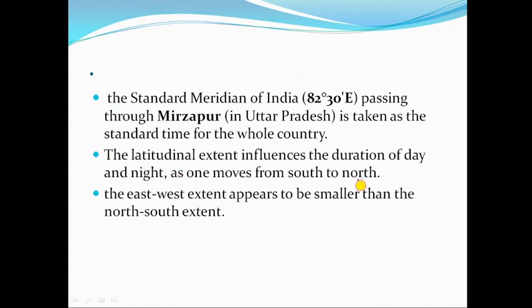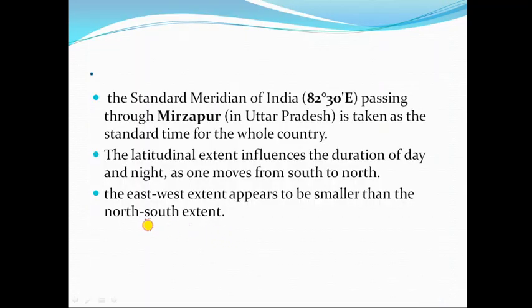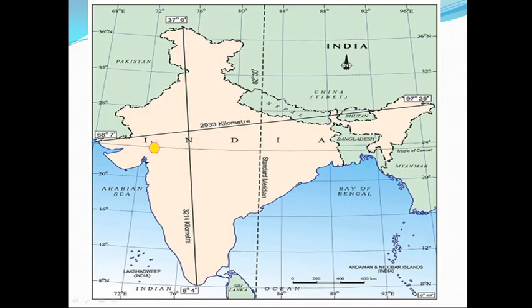It is taken as the standard time for the whole country. The latitudinal extent of India influences the duration of day and night as one moves from the south to the north, because the southern part is more exposed to the sun, being below the Tropic of Cancer. The east-west extent appears to be smaller than the north-south extent. How? Here you can see the total distance between Arunachal Pradesh in the east and Gujarat in the west is 2,933 kilometers, and from Kashmir to Kanyakumari it is 3,214 kilometers. So it is more.